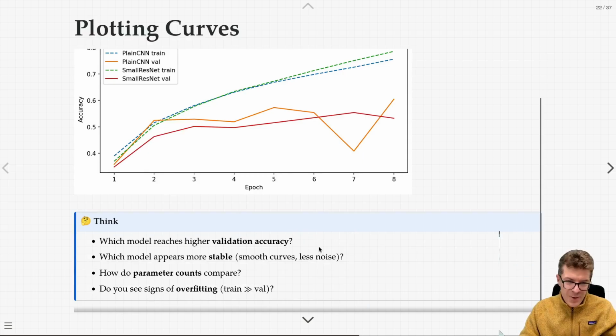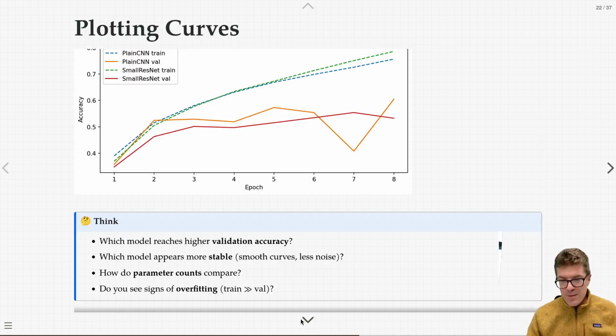Again, these are easy questions for you to think about and jot down in your notebook. Which model achieves better validation accuracy? Which model appears to be more stable? How do the parameter counts compare? Is the parameter count itself a confound in your experiment that you have to deal with? Do you have to add more and more blocks of your CNN until the parameterizations are the same, and see if that changes results? Is there any overfitting? I kind of answered that question, at least to my eye. Maybe you disagree with me. You can tell me why.